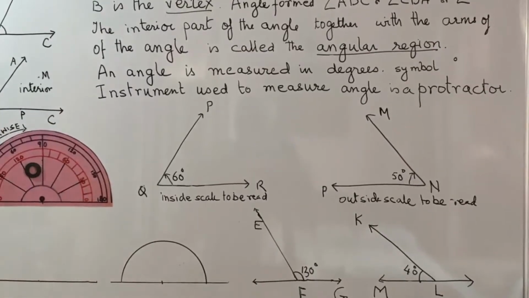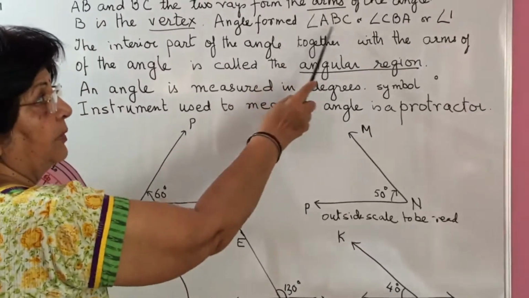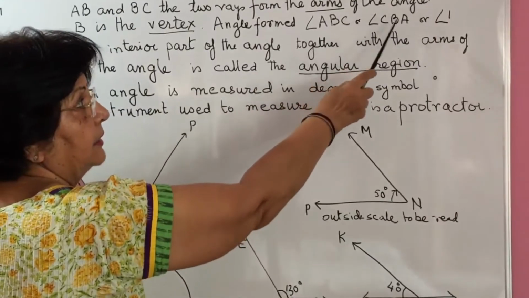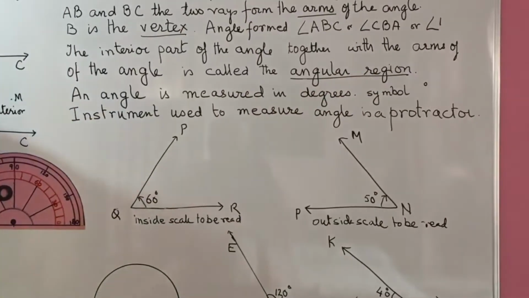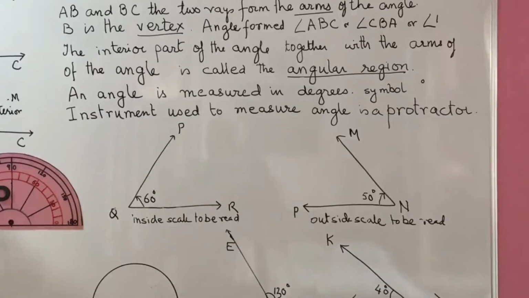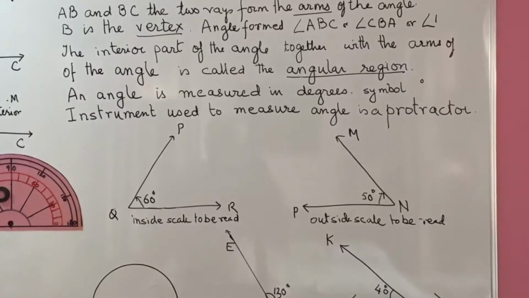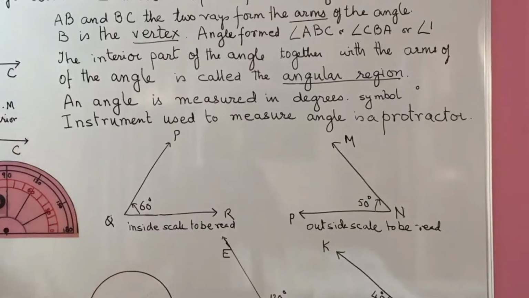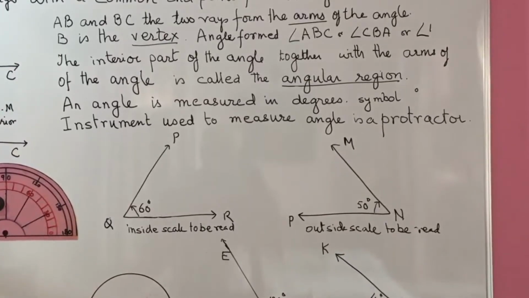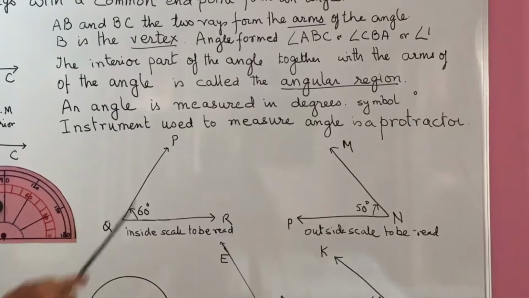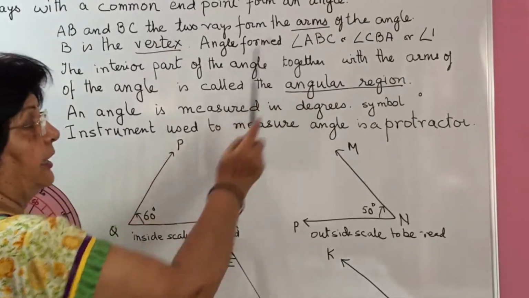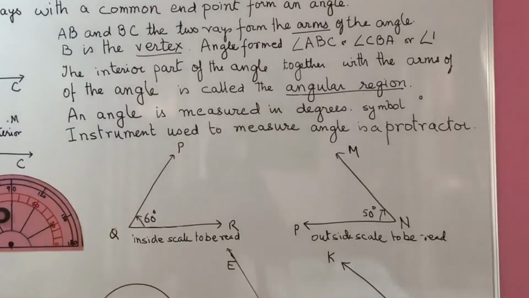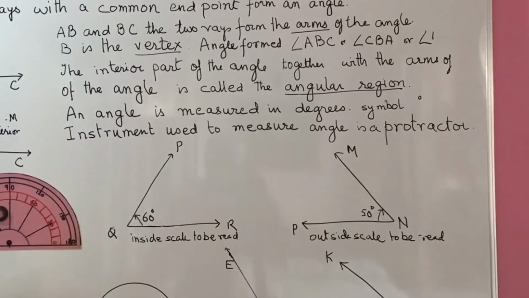The angle can be named as angle ABC or angle CBA, or we can use a number to name the angle, that is angle 1. I can also name this angle as only angle B by a single letter. Now this representation is a 3-alphabet representation of an angle.